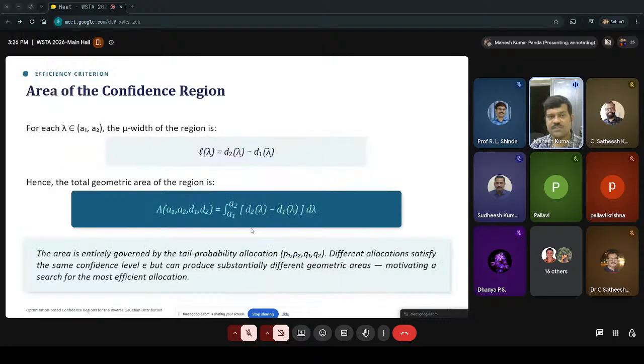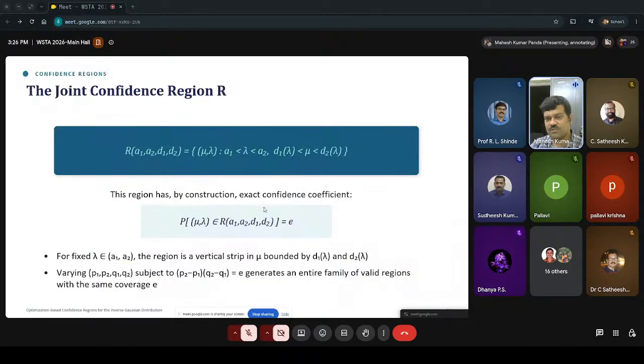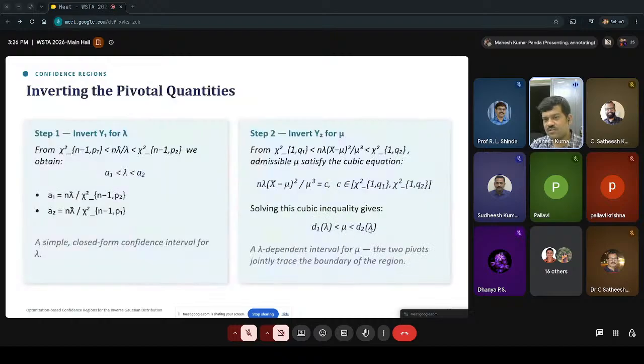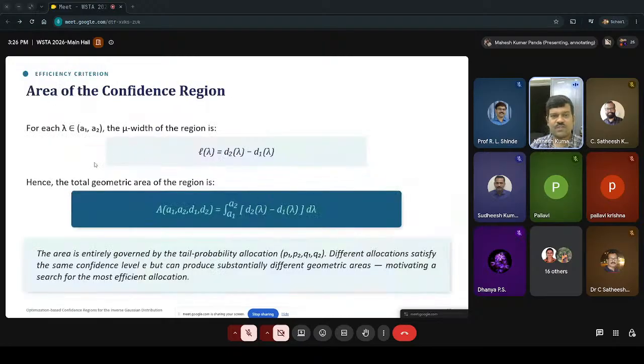So now the idea is basically for each lambda, which belongs to the open interval A1 and A2, the width of mu would be what? d2 lambda minus d1 lambda. So this we have seen. The total geometric region in this problem would be what? You take the integral with respect to lambda of d2 lambda minus d1 lambda, where lambda lies between a1 and a2. Take the integral.